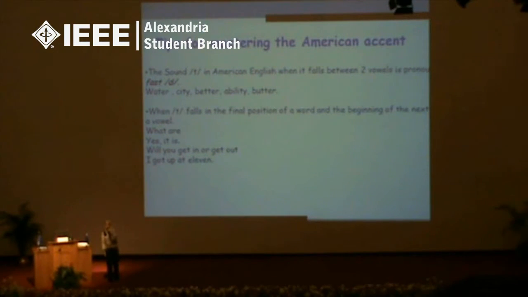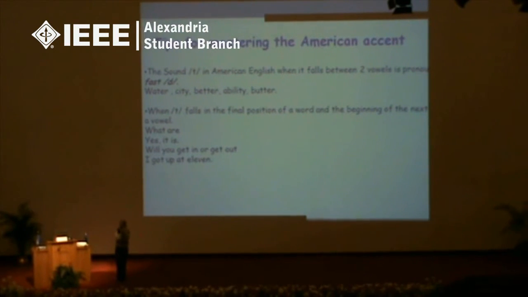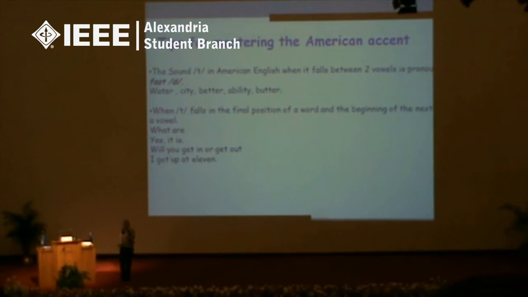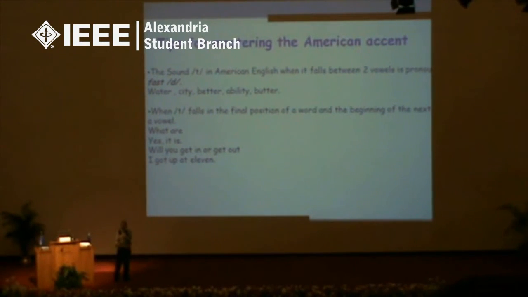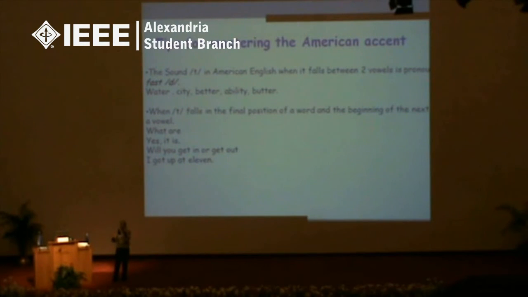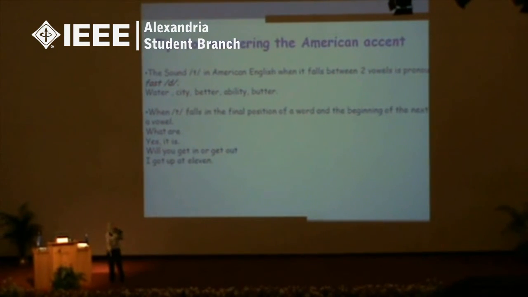So I say water, right? City. Not city. City is British. It's city. And ability. Ability is British. You say ability. Butter. Butter is British. Butter. Okay? Also, when the T falls in the final position of a word, but the next word starts with a vowel, it has the same pronunciation. So I say, what are? Not what are you doing? What are?